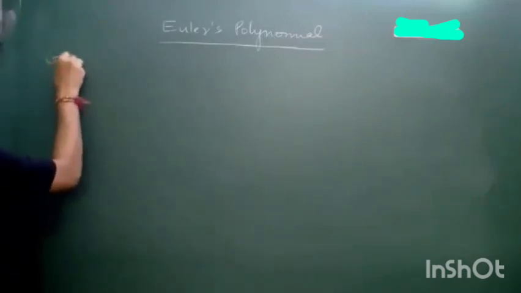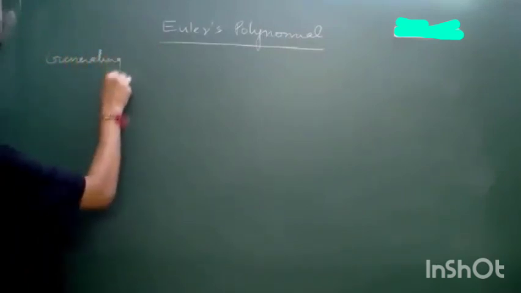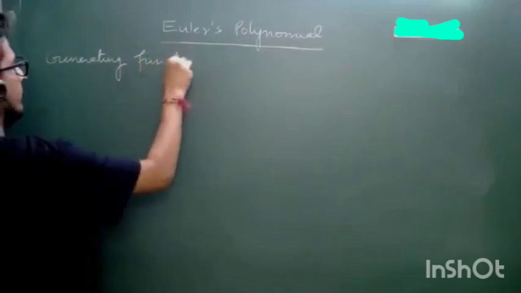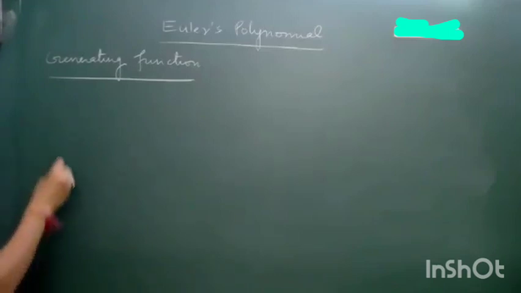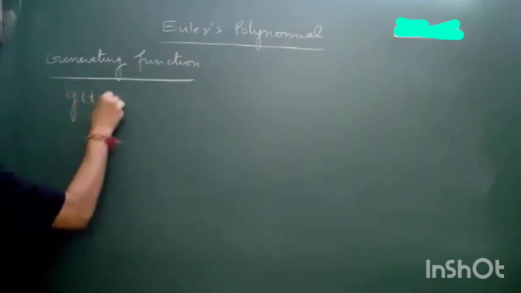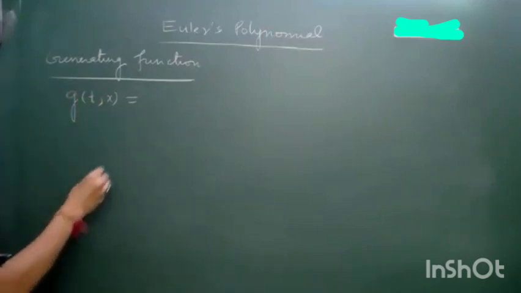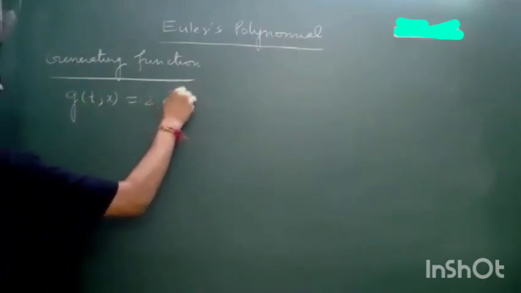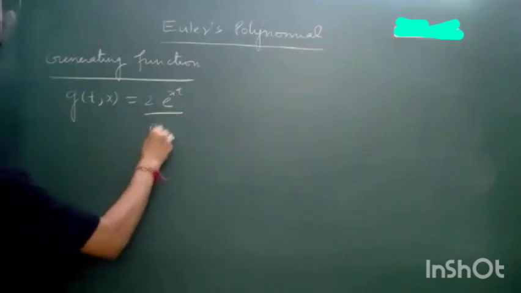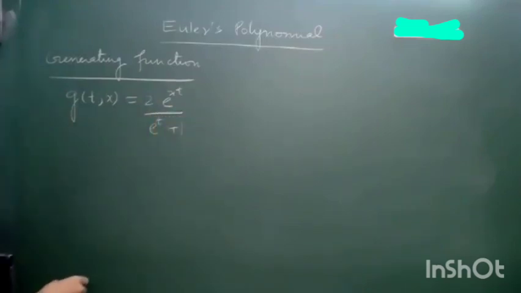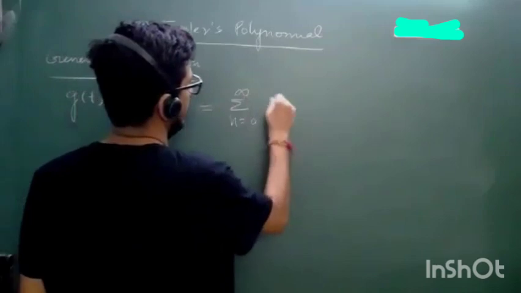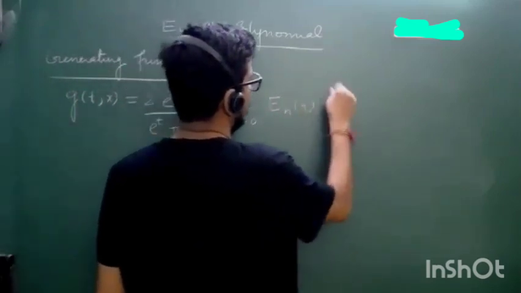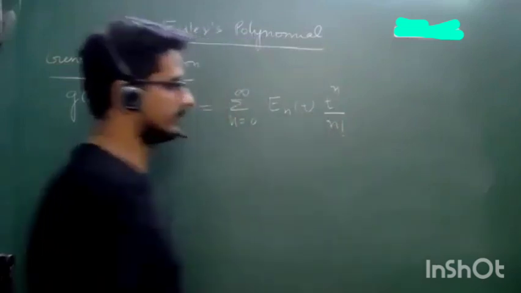Euler's polynomial, and the generating function of this polynomial is given by g of t comma x is equal to 2 e to the power xt upon e to the power t plus 1, and this is equal to summation n is equal to 0 to infinity E_n(x) t to the power n by n factorial.